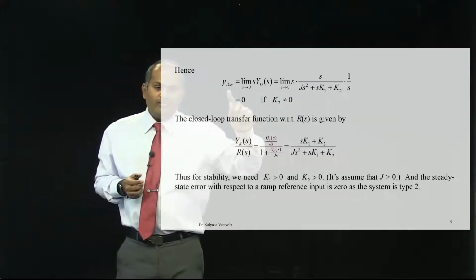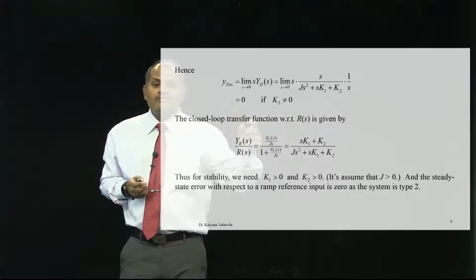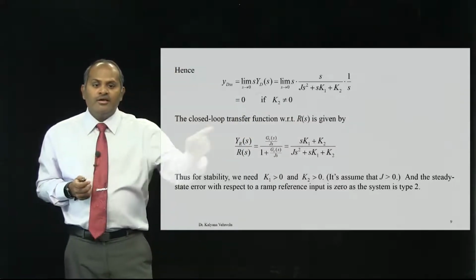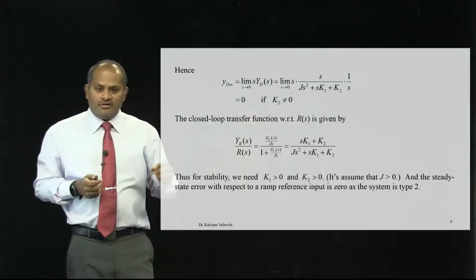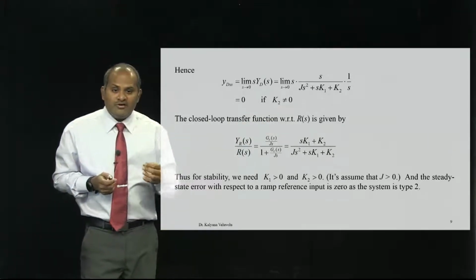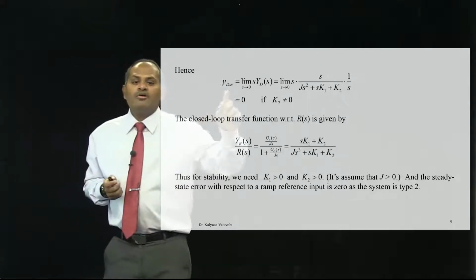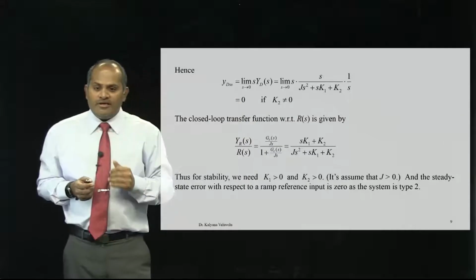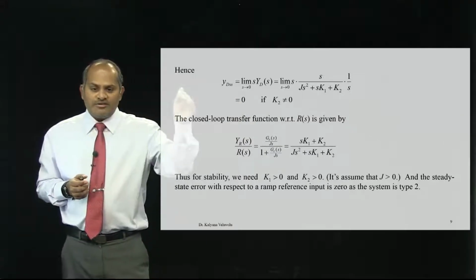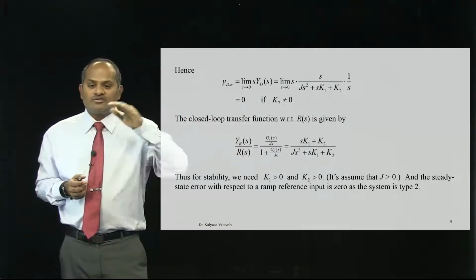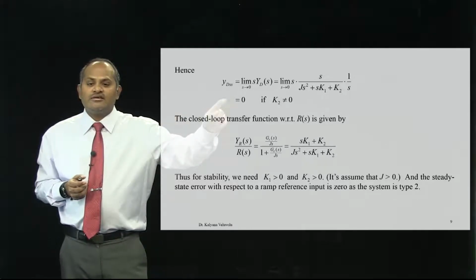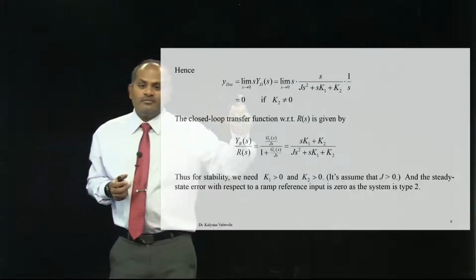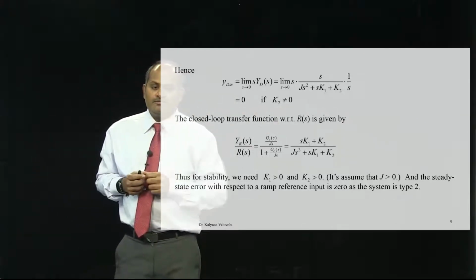So, the steady state value of the output due to the disturbance will be 0 if K2 is not equal to 0. So, selecting K2 not equal to 0, I can ensure that the steady state output due to the disturbance is 0. That means even if I give a step disturbance, the output corrects after some time. This is about steady state. So, the steady state error actually is 0 if K2 is not equal to 0.